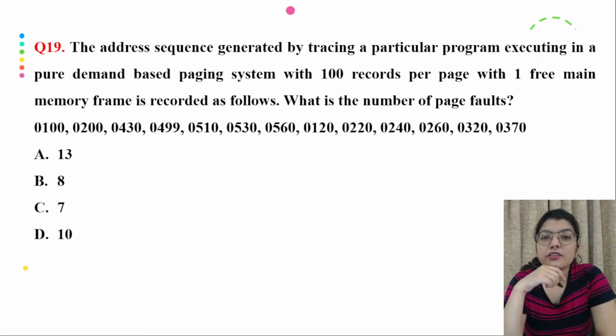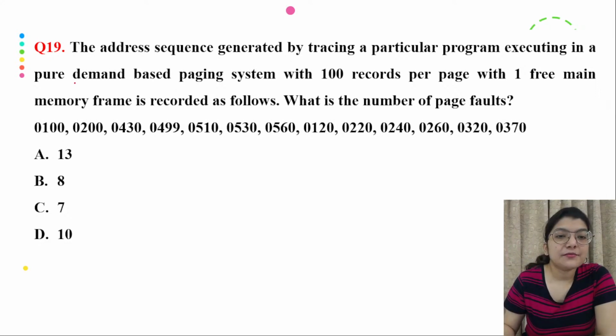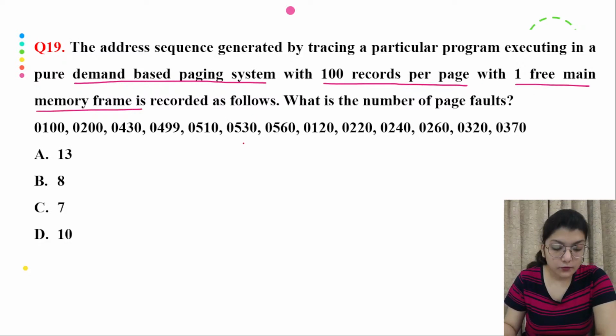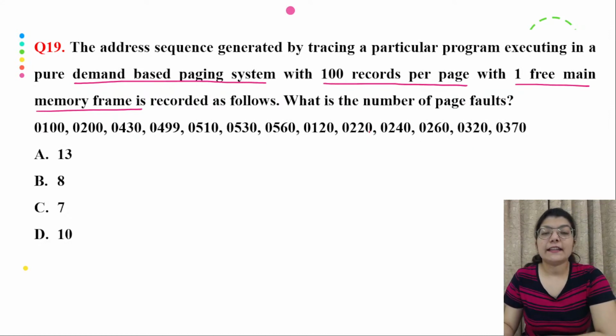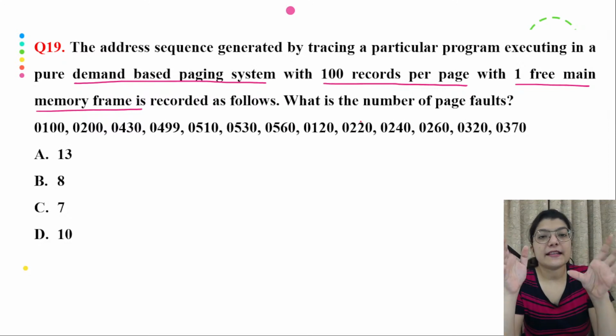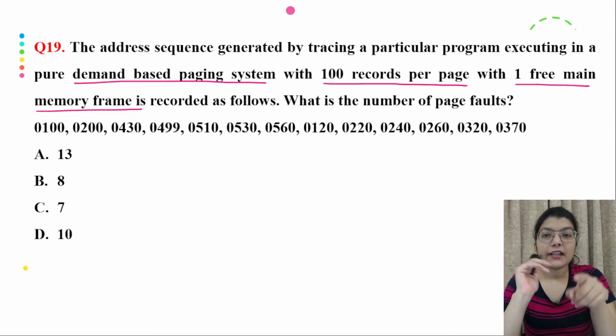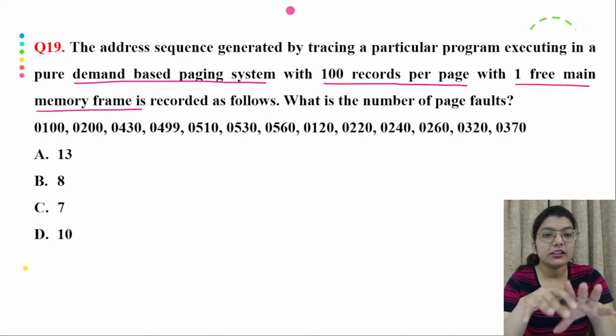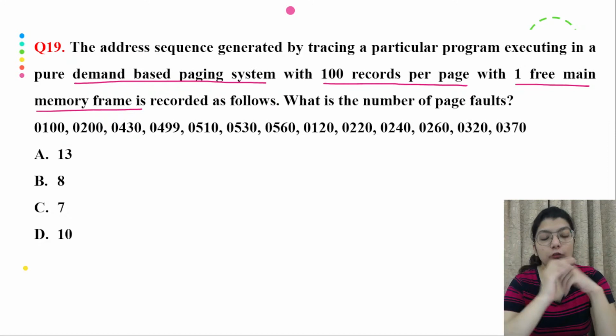The address sequence generated by tracing a particular program executing in a pure demand based paging system, with 100 records per page with one free main memory frame, is recorded as follows. What is the number of page faults? So they have given you certain pages. These are your pages, and they are telling you that the system is basically a demand based paging system, and you can have 100 records per page, meaning one page can have 100 records. And then these are the page sequences that you have. So you have to tell how many of the following will have a page fault.